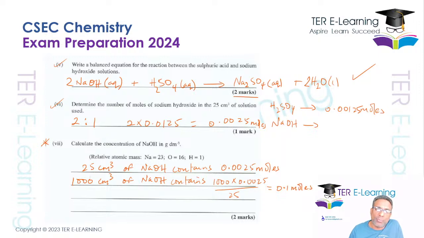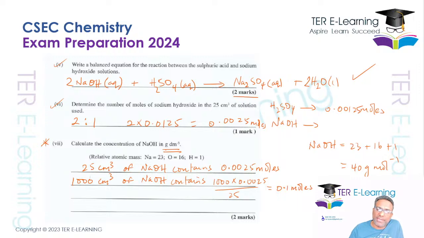Now the question wants the concentration in gram per dm cube. That's what they want. So what we need to do is find the molar mass of sodium hydroxide. Sodium hydroxide is 23 for sodium, plus oxygen is 16, plus 1 for hydrogen. I think that should give us 40, I believe. 23 plus 16 plus 1. So the molar mass of sodium hydroxide is 40 gram per mole.